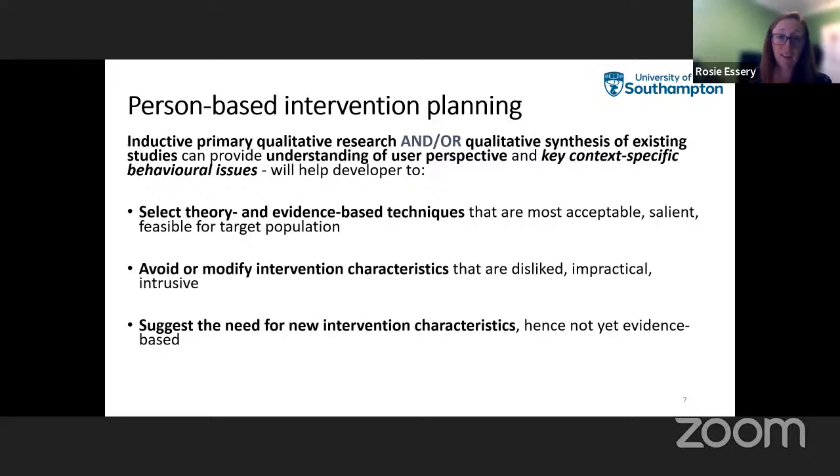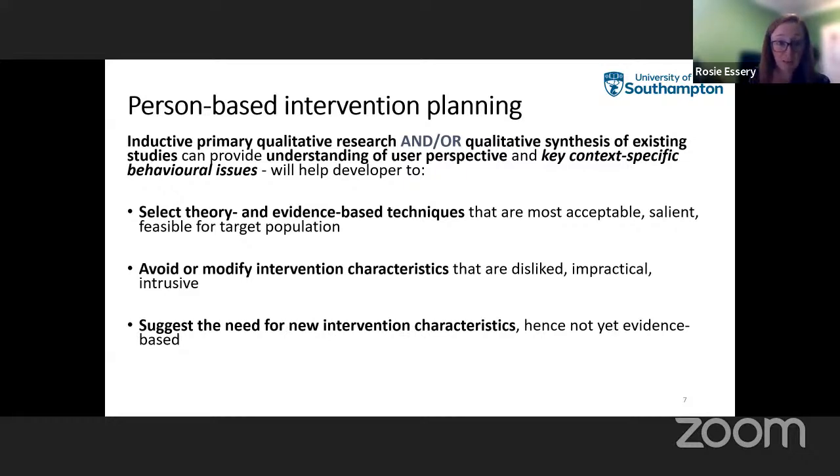So at the outset of planning an intervention, I'm sure many of you will be familiar with the fact that you can find lots and lots of different intervention features or behaviour change techniques that you could include, but it can be difficult to decide which ones to choose over others.